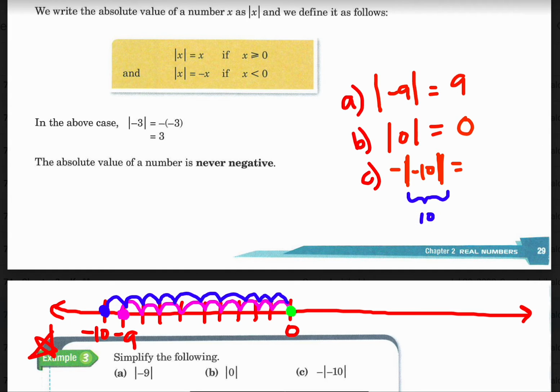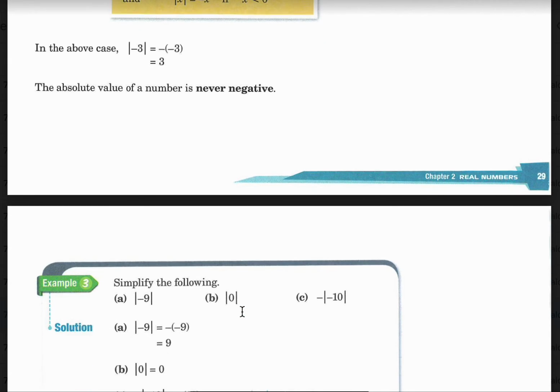But look, I have another negative outside. So now that changes my answer to negative 10, because they wanted us to find the absolute value of negative 10, but then they wanted the negative value of that. So only because that negative is outside of the absolute value bars does that change the final answer to negative 10. Okay? All right, let's move on then.